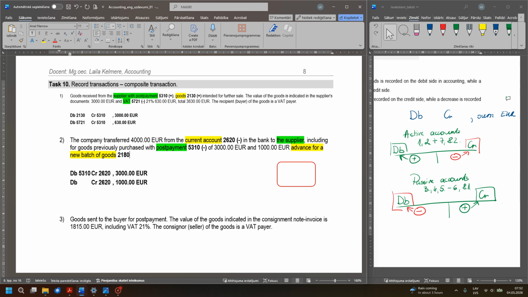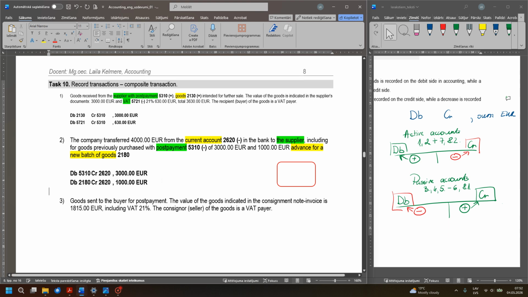In accounting, for all advance payments we must show for what we paid the advance payment. If you look in the chart of accounts, you can see there are advance payments for intangible assets, for fixed assets, for goods, and for services. And then we explain that the 1,000 we paid as an advance payment for the new batch of goods. Now we continue with the last one.